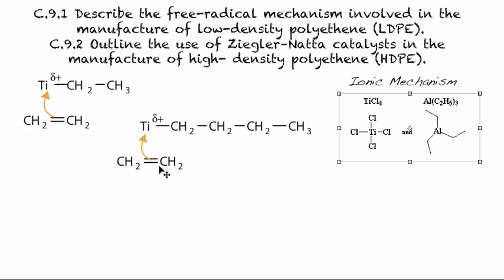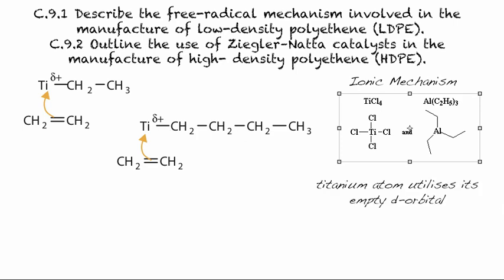And then another ethene will come along, the same thing, the electrons will go to the titanium for a moment, the rest will sneak its way in between, and the titanium will move to the end. So this just keeps repeating itself, but the important part is that it creates a straight structure, whereas the other one can create branching through the free radical mechanism. This ionic mechanism creates very, very few branches.